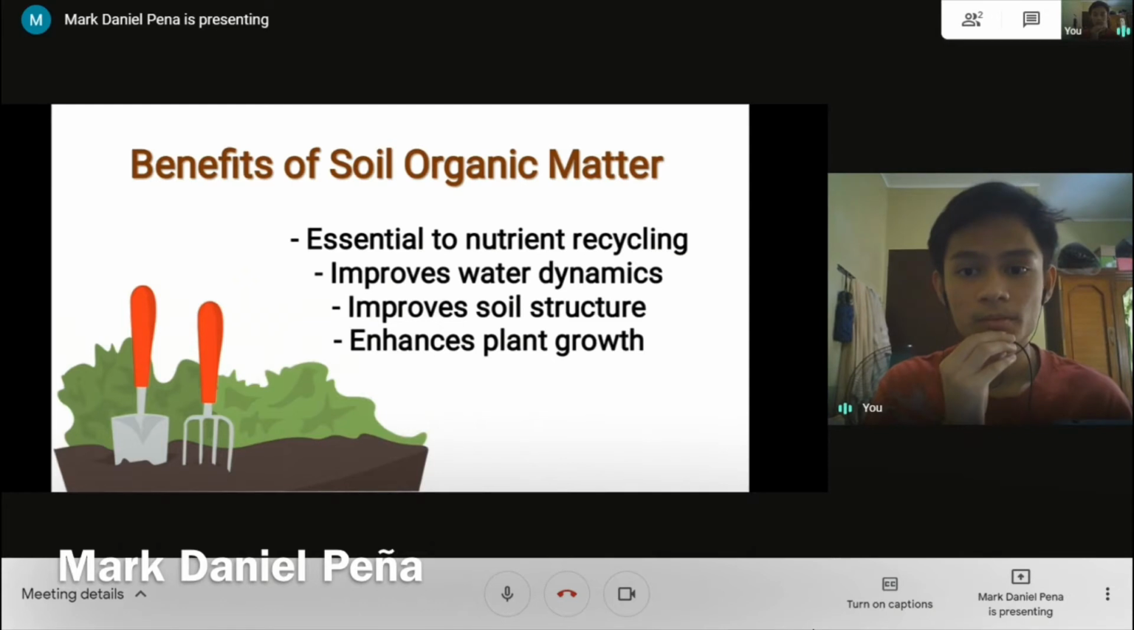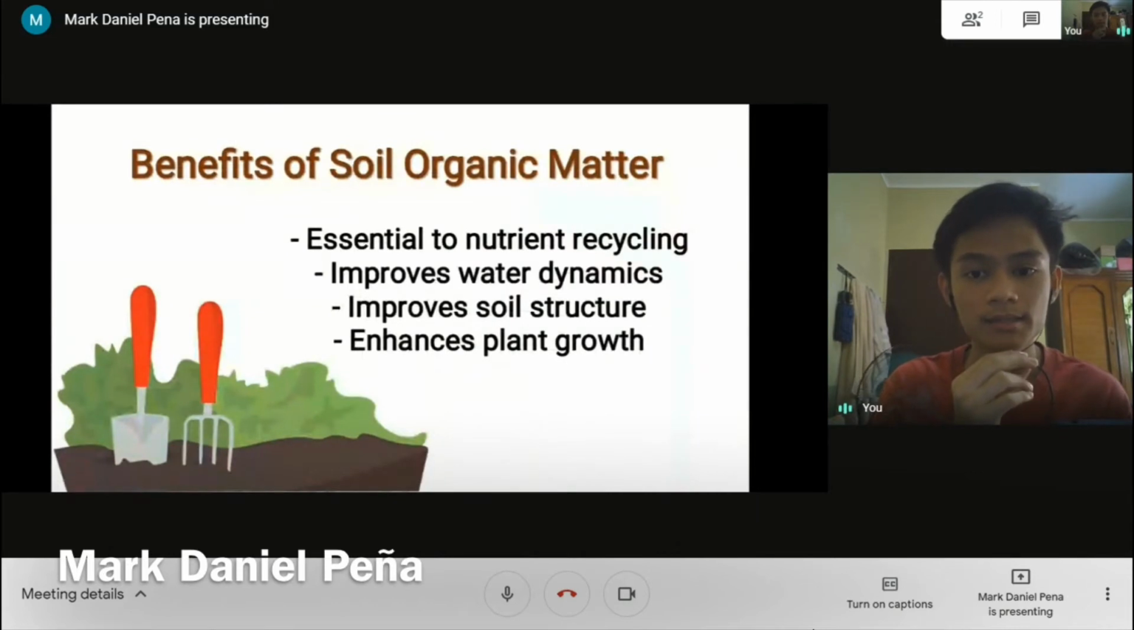Next, we will talk about the benefits of soil organic matter. First, it is essential to nutrient recycling. Many of the nutrients used by plants are held in organic matter until soil organisms decompose the material and make the nutrients available for plants to uptake. Organic matter is especially important in providing nitrogen, phosphorus, sulfur, and iron. A soil with 3% organic matter contains about 3,300 kg of nitrogen per hectare, and depending on the rate of decomposition, 10 to 50 kilograms may become available to plants in 1 year.